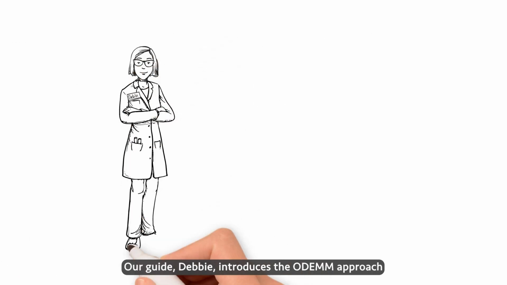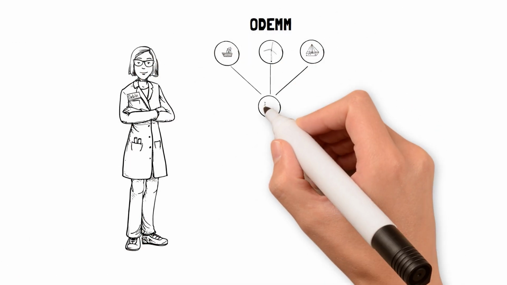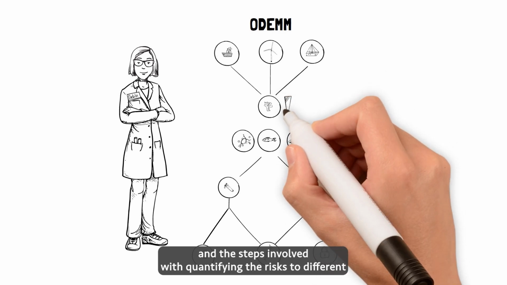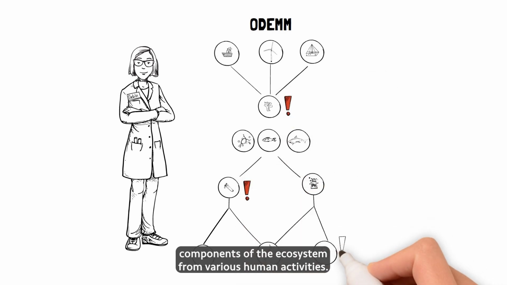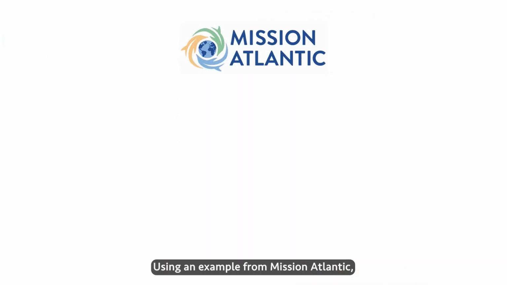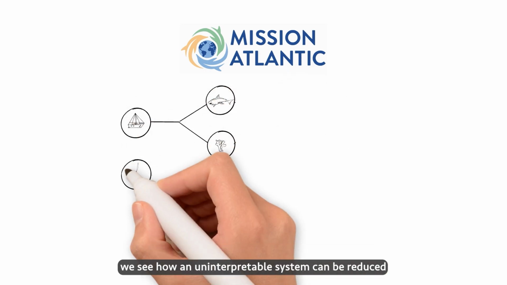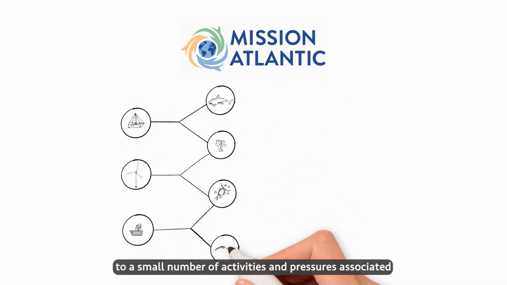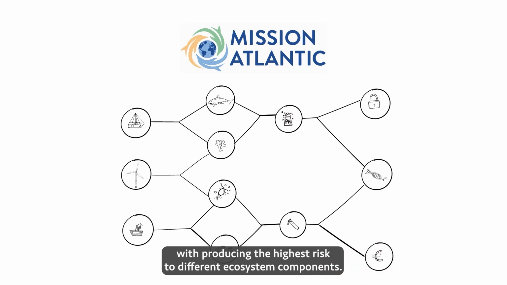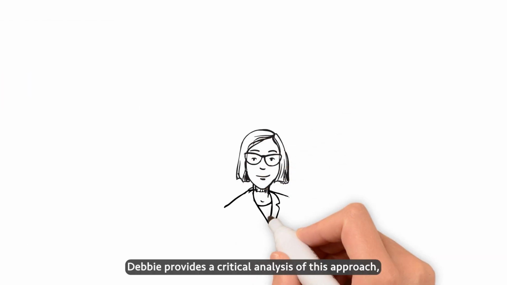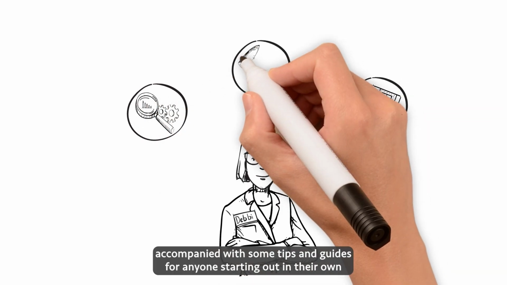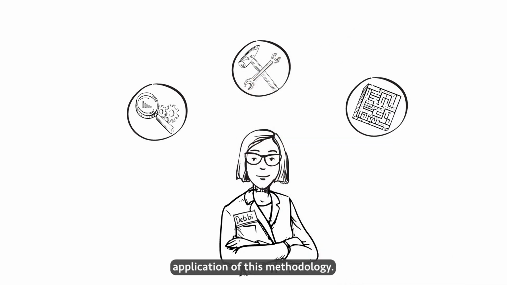Our guide, Debbi, introduces the ODEMM approach to structuring socio-ecological systems and the steps involved with quantifying the risks to different components of the ecosystem from various human activities. Using an example from Mission Atlantic, we see how an uninterpretable system can be reduced to a small number of activities and pressures associated with producing the highest risk to different ecosystem components. Debbi provides a critical analysis of this approach, accompanied with some tips and guides for anyone starting out on their own application of this methodology.